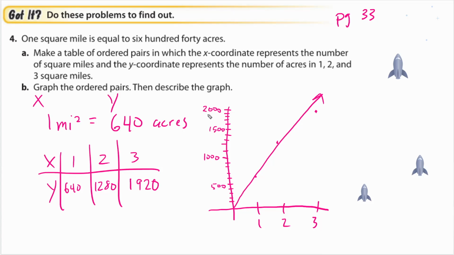Then I'm going to describe the graph. Well, the x coordinates represent the number of square miles. The y coordinates represent the number of acres. And so the x-axis is square miles, and the y-axis is the number of acres in 1, 2, and 3 square miles. That's what this graph represents.